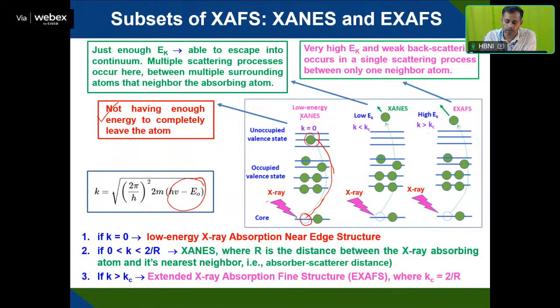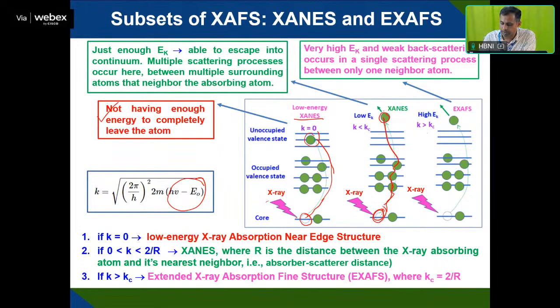So there you will see low energy XANES, X-ray absorption near edge structure. But if your energy is sufficient to knock out that electron from the core level to the outer, unbound structure, the continuum, just enough to escape into the continuum, then this electron will come out to the continuum, and while it's coming out, it can interact with all the neighboring atoms.